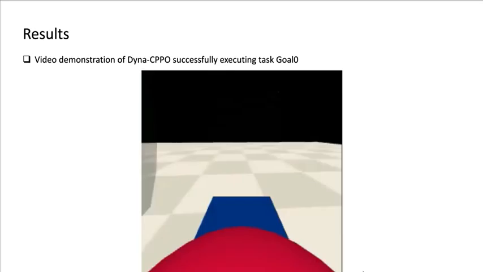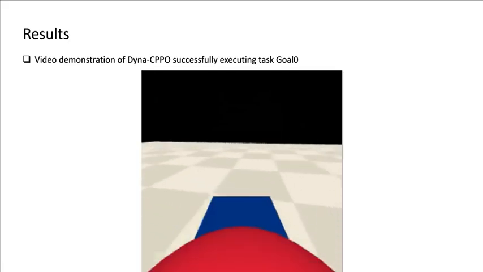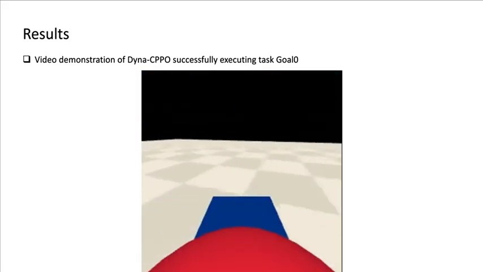In these slides, we also provide the video demonstration of Dyna CPPO. So we see that Dyna CPPO successfully copes with the task point goal 0. We see that this robot moves itself around the target. In this video, it doesn't reach the boundary of the area. And this demonstrates the success of Dyna CPPO.